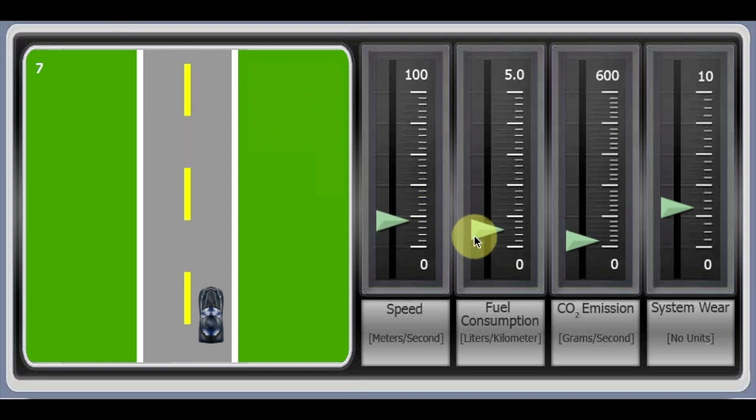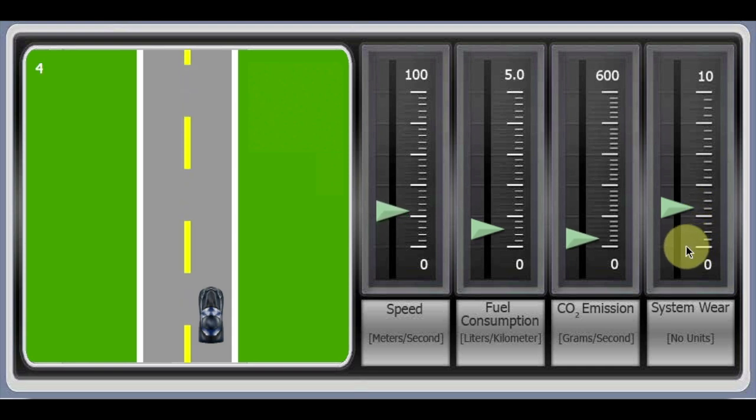Also, note how the fuel consumption, carbon dioxide emission, and system wear values are changing, so make sure to record these values. You can also take a screenshot to save the values on each gauge.